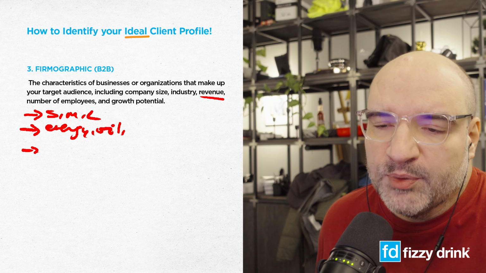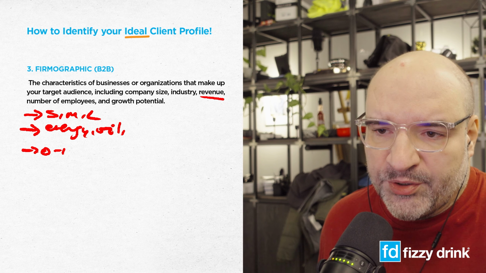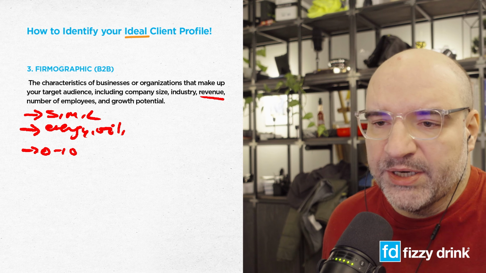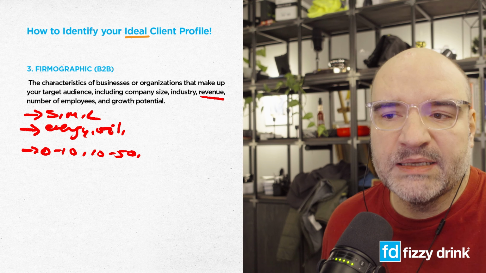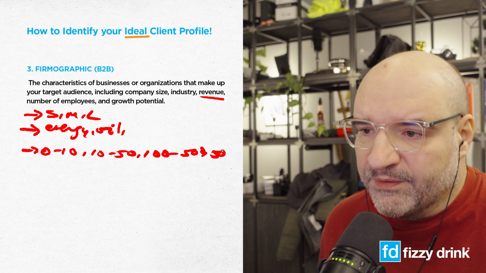Then you might look at number of employees, okay? Think of employees as 0 to 10, that's like a small sole proprietorship company, maybe 10 to 50 is the next step, 100 to 500, and then 500 plus.